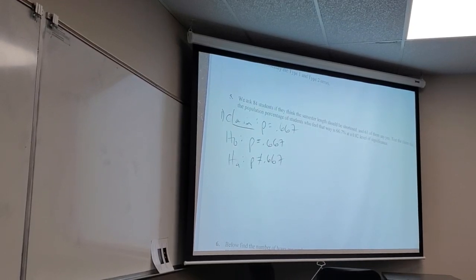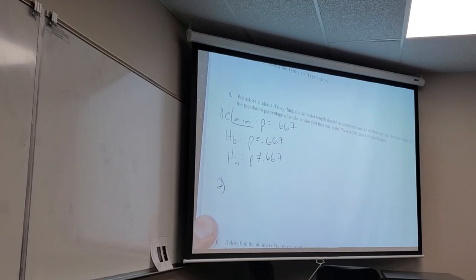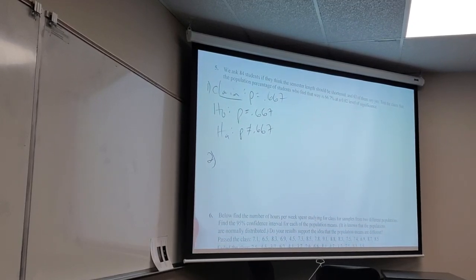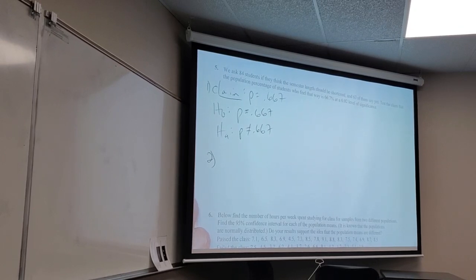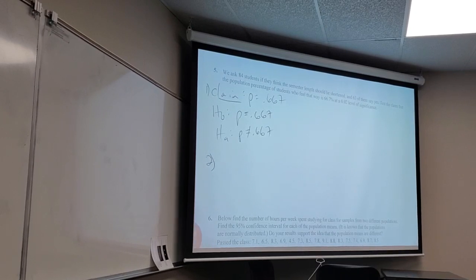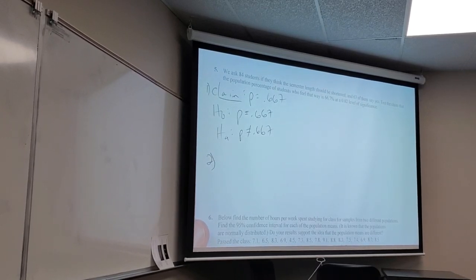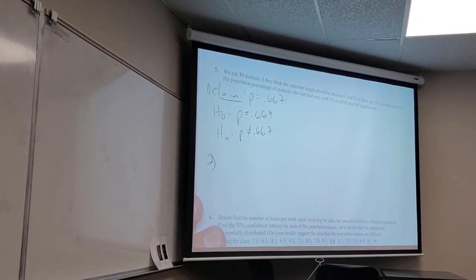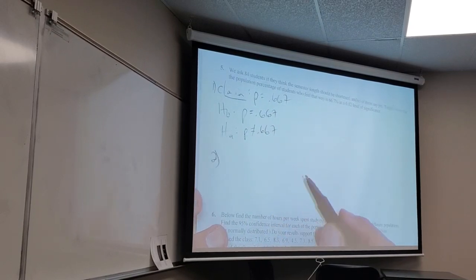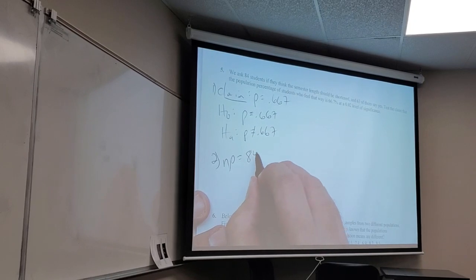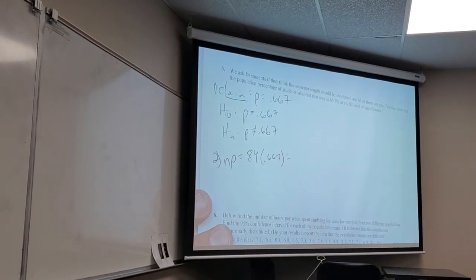So then am I allowed to do something? N greater than 30. That doesn't matter. I don't care. Well, P times Q. No. Nope. Close. N times P. There you go. Because I know P. I'm not going to use P hat. Why would I use P hat? I know P is 0.667, right? So N times P. What's N? 84. Big old 84. Times 0.667.